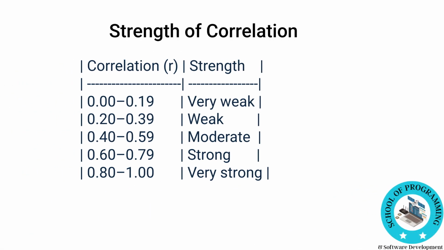Strength of correlation. 0.00 to 0.19 means very weak. 0.20 to 0.39 means weak. 0.40 to 0.59 means moderate. 0.60 to 0.79 means strong. 0.80 to 1.00 means very strong.